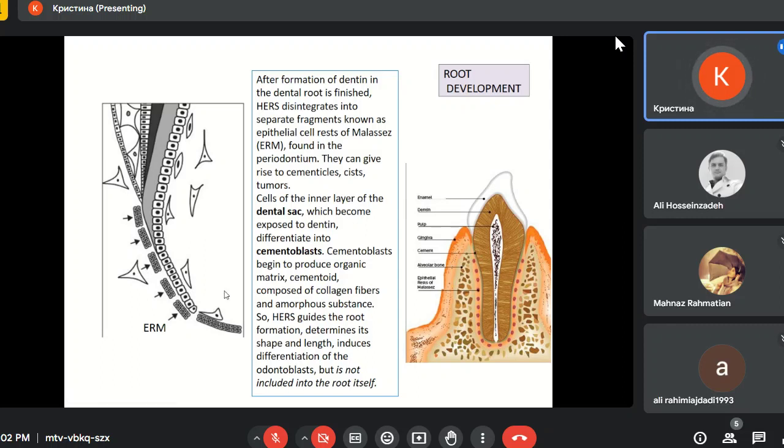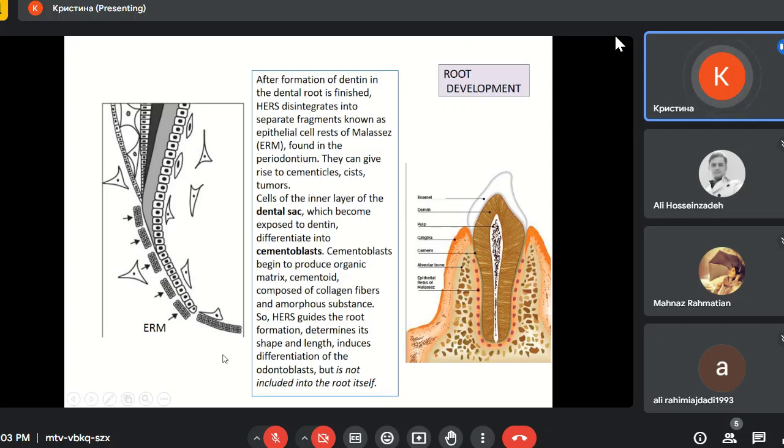So as the result, here in the inner area, we will have the dentin. Next, HERS will disintegrate, and the mesenchyme cells in this region will form cementum surrounding the dentin. So we'll have the dentin in the root of the tooth, which will be covered with the cementum. So HERS just guides the root formation, it determines the shape and the size of the root, but it is not included into the root itself normally.